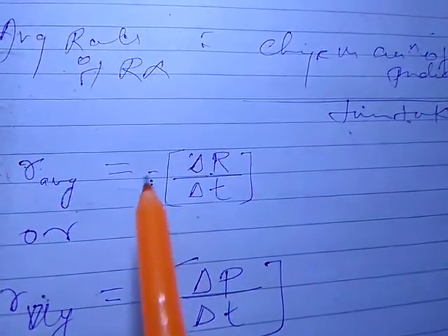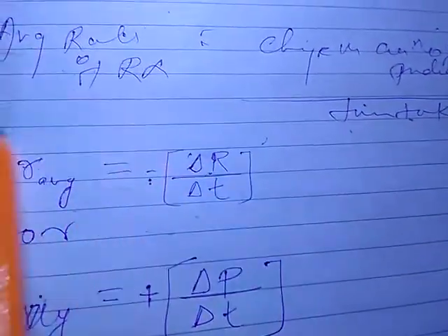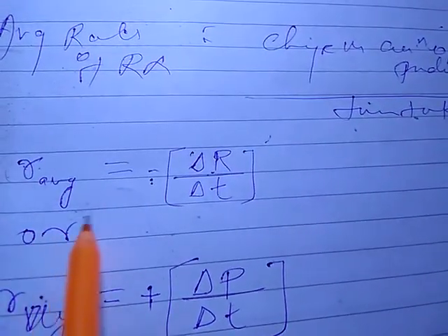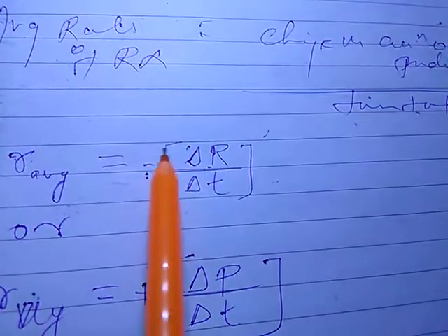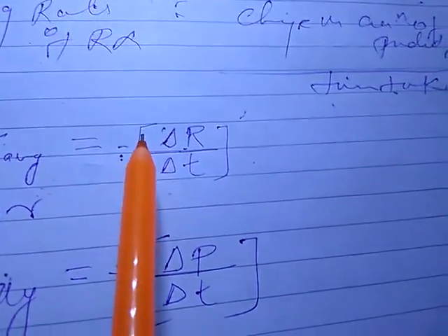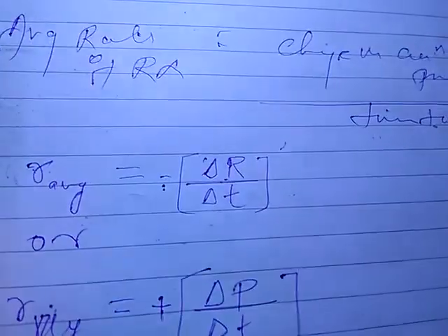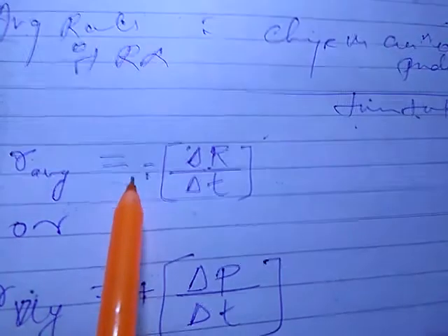Now I have told you earlier that the rate of reaction is a positive quantity. So if we are using change of concentration of reactant for calculating the rate of the reaction, then we have to multiply it with minus 1 to make it positive.